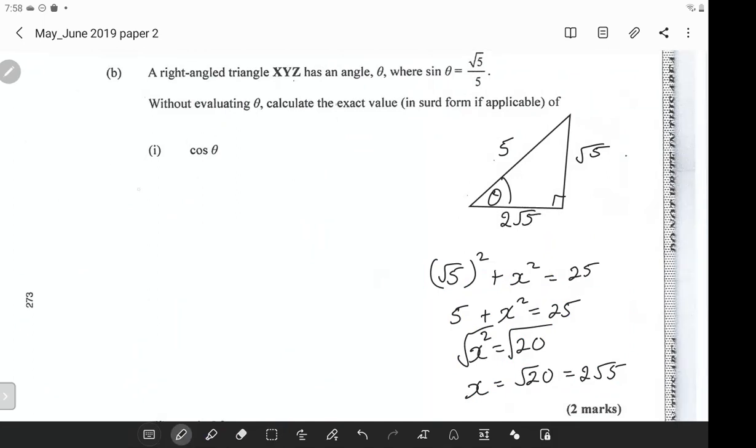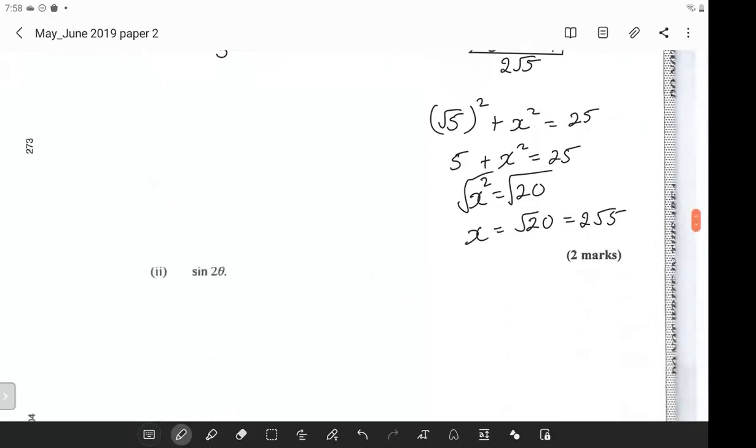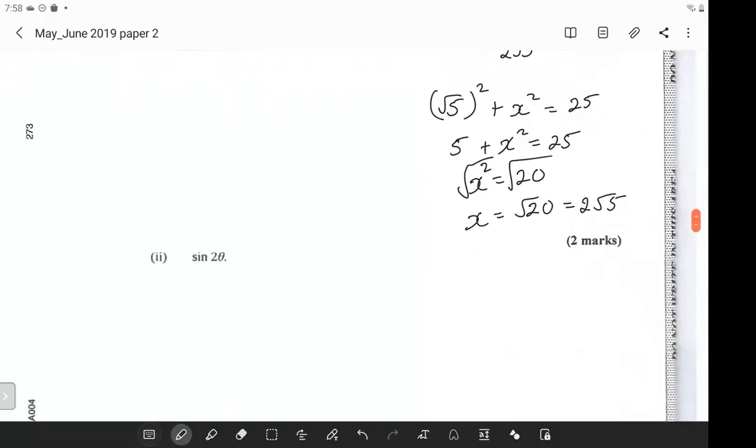So cosine theta is equal to the adjacent side, which is 2 root 5, divided by the hypotenuse, which is 5. Which of course you would notice that is 2 sine theta, not sine 2 theta, that is 2 sine theta. Cool. So now they want what is sine 2 theta. So recall that sine 2 theta is equal to 2 sine theta cosine theta.